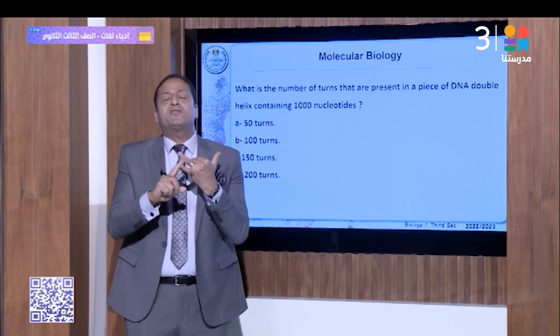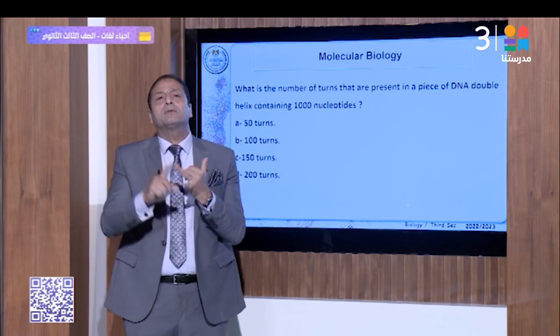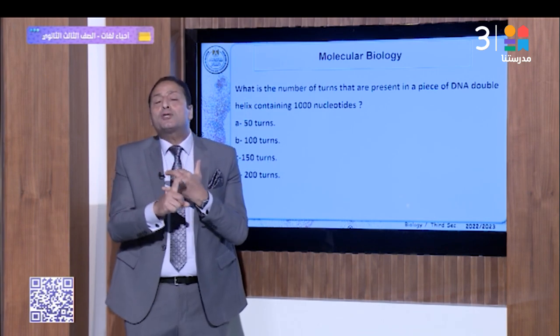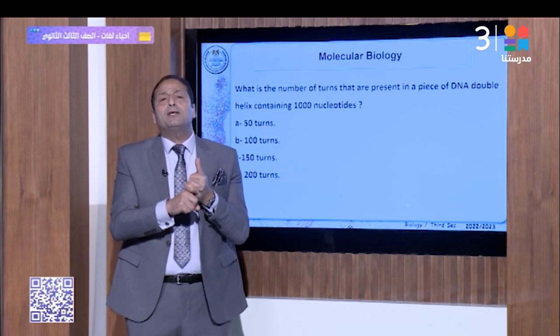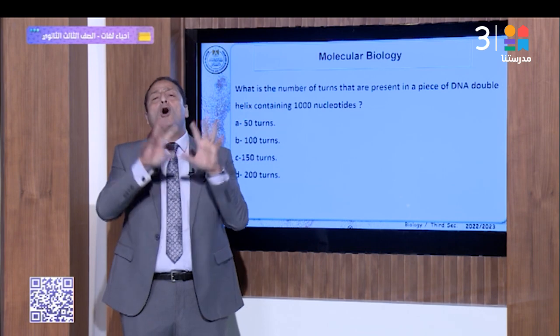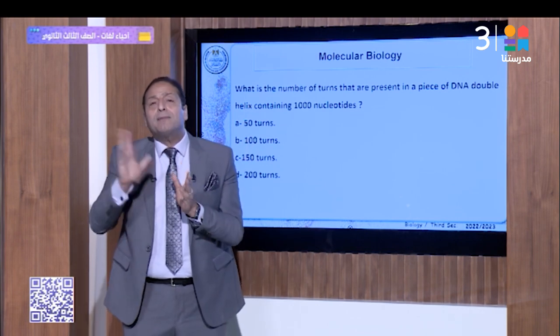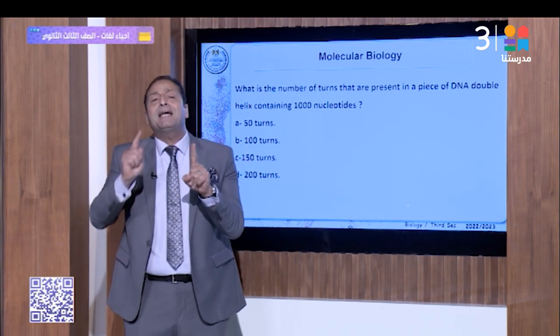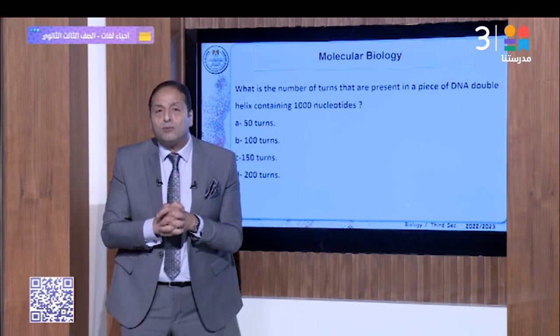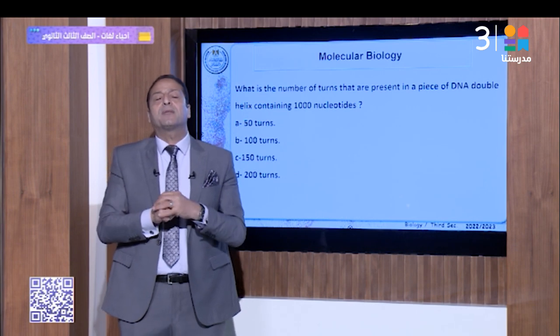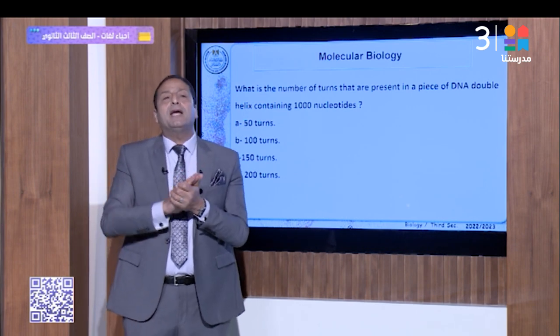All of the sugar phosphate backbone is covalent bonds. The nitrogenous bases are connected to the pentose sugar, deoxyribose, by covalent bonds. All of these are covalent bonds. Another type of bond is between the 2 nitrogenous bases: adenine connects with thymine by 2 hydrogen bonds, and guanine with cytosine by 3 hydrogen bonds. That's right. DNA contains turns.